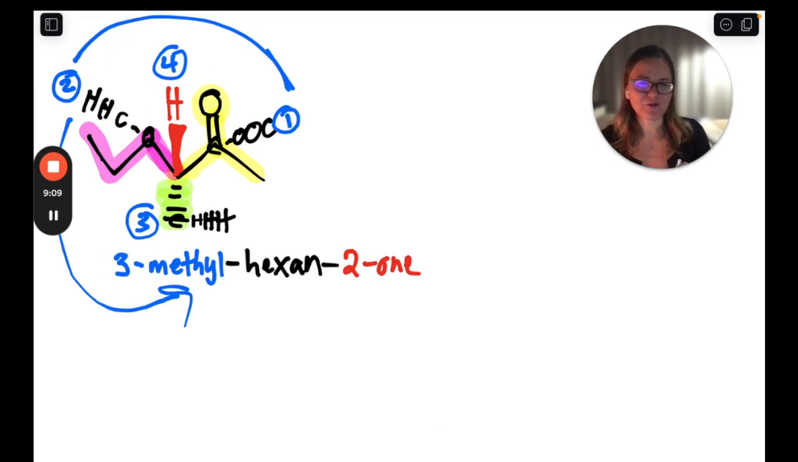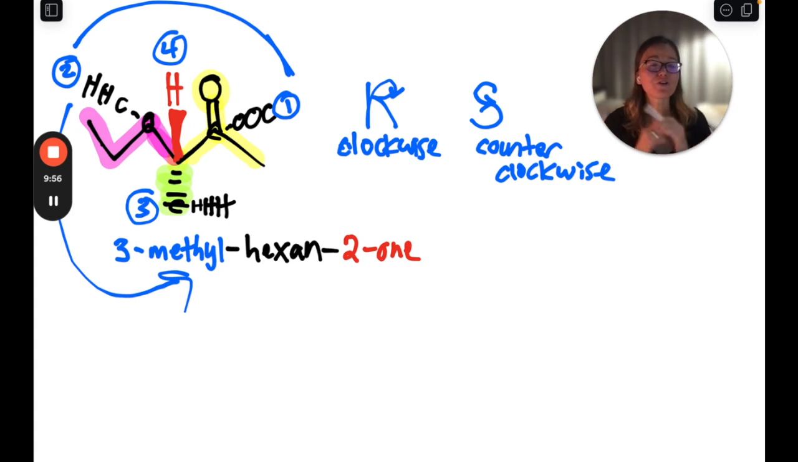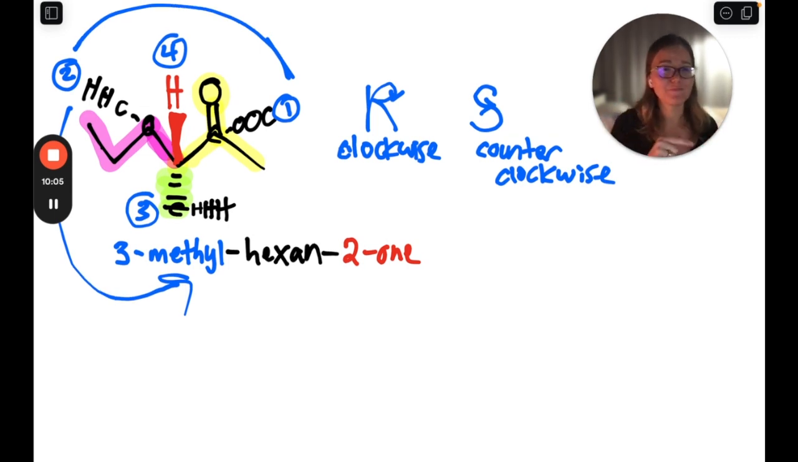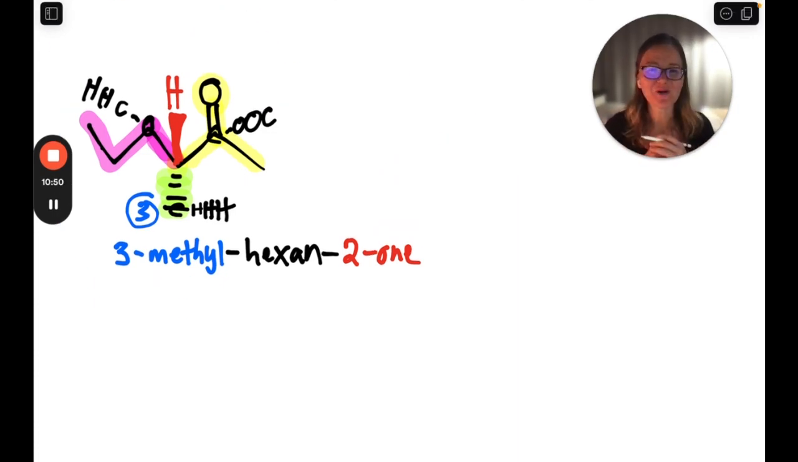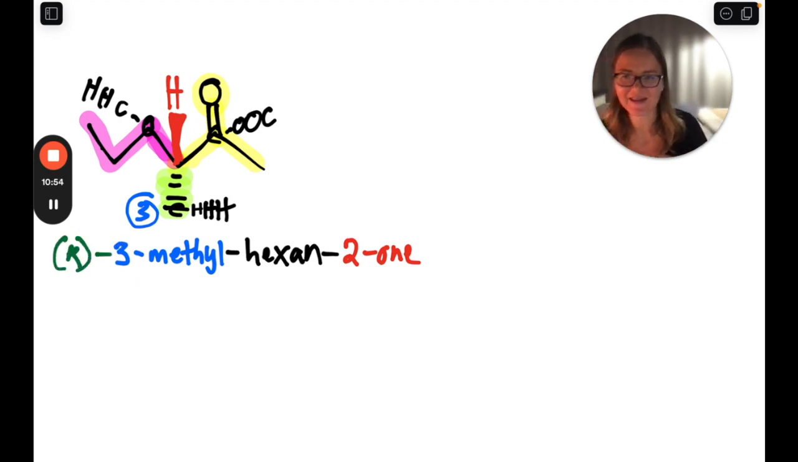So in this direction, notice that we're going counterclockwise, except for one thing. Whenever our hydrogen is facing towards us, as we know it is in this case because it's a solid wedge, we have to reverse the direction. So this would have been the S direction, except because that hydrogen is facing towards us, we're going to say it's the R direction. So this molecule here is going to be R, and usually it's written in parentheses with a dash, so (R)-3-methylhexan-2-one.